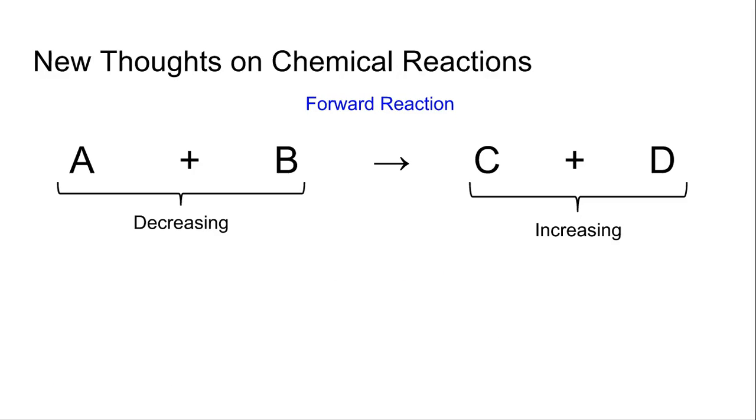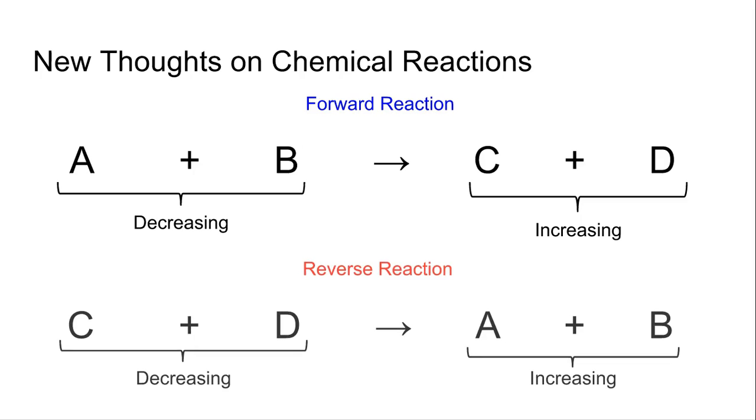We have what we call a forward reaction where the reactants are decreasing and the products are increasing. So as the reaction proceeds, the reactants are going away and the products are forming. But once we form some products, there is a chance that there is a reverse reaction happening where those products can reform back into reactants. So in the reverse reaction, the products are decreasing and the reactants are increasing. So that's kind of weird for people to understand. So I wanted to make sure you saw that.